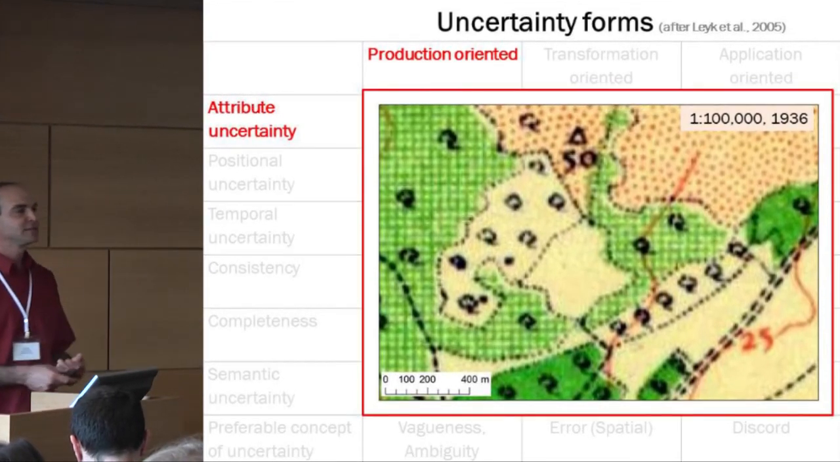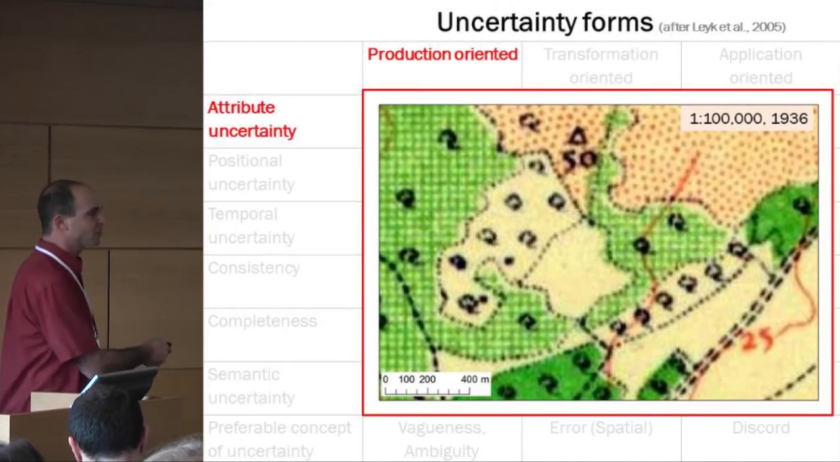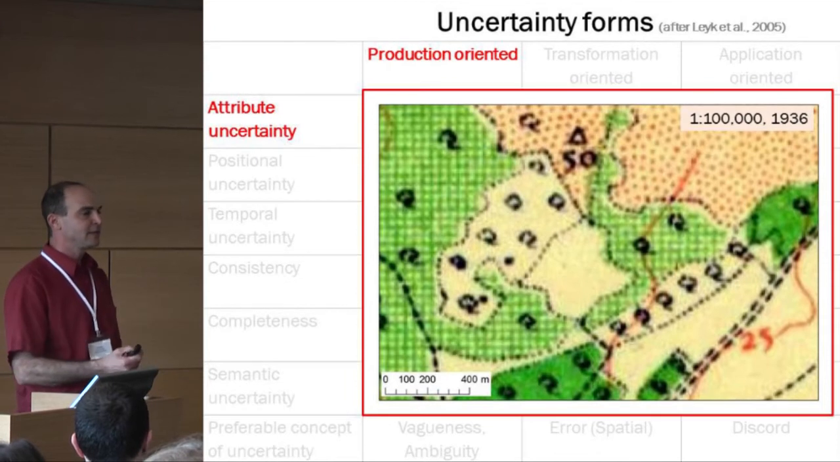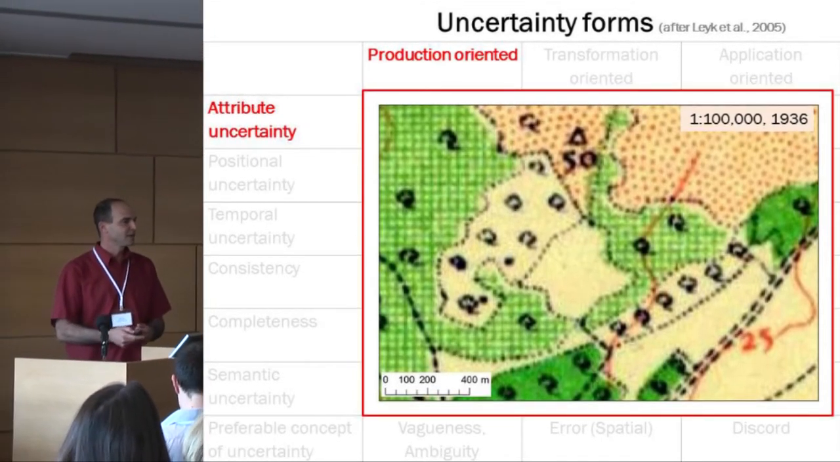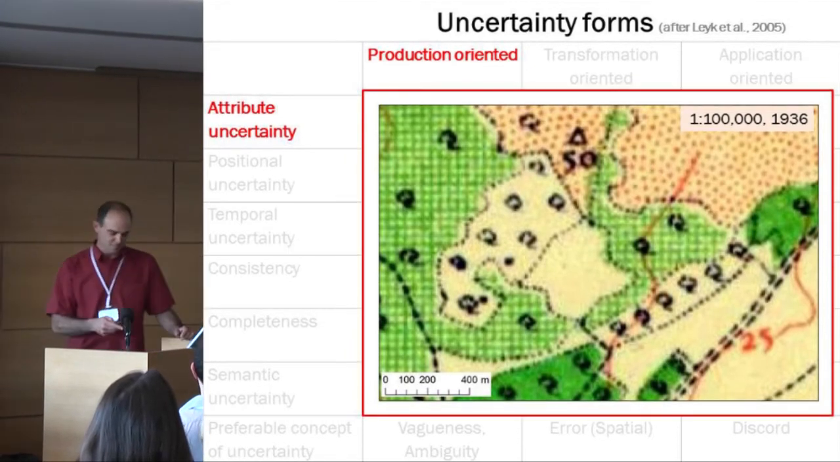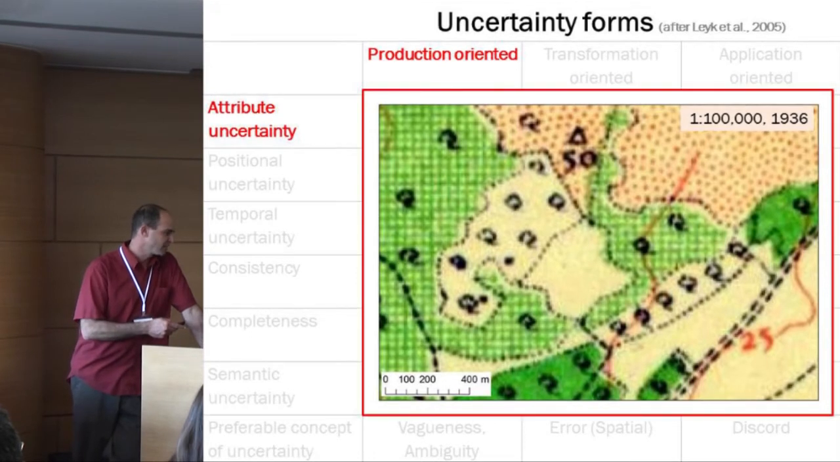If every time it is assigned to the same land cover category, then we are quite certain that this area was indeed an orchard. But if in every historical map it is assigned to a different class, then we're not very certain what was there back then in the 1930s. So that's one kind of uncertainty.